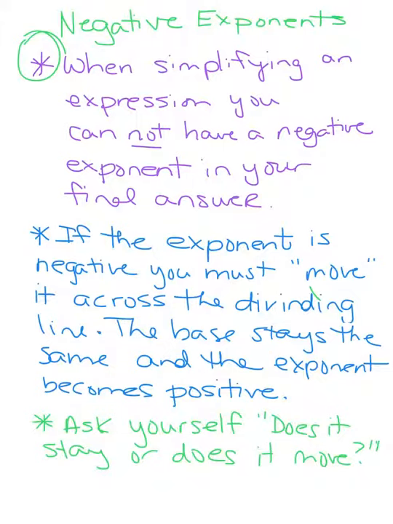So I like to have this phrase that says if the exponent is negative, you need to move it across the dividing line. The base will stay the same and the exponent becomes positive. So if it starts as a numerator and the exponent is negative, you're going to move it across the dividing line and it'll become positive. Same thing for vice versa. If your exponent is negative and your base is in the denominator, you're going to move it across the dividing line into the numerator, the base stays the same, and the exponent becomes positive.